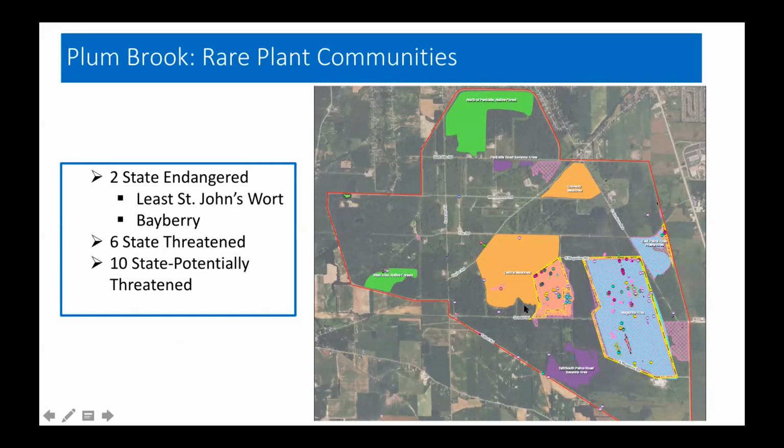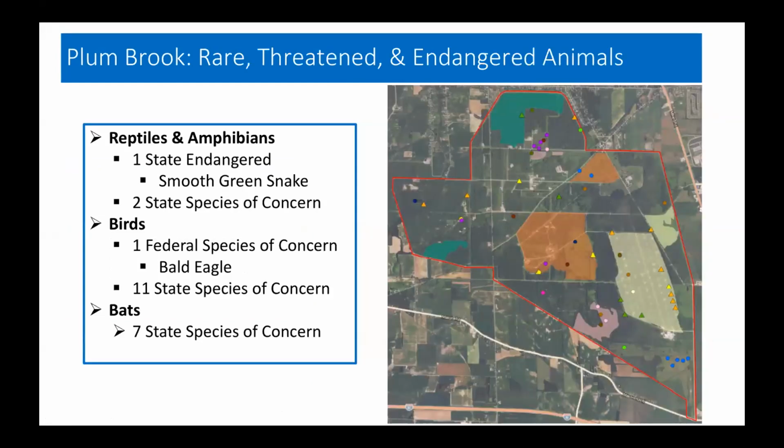So we have 2 state endangered species, which is really neat to be able to say that we have those here on site. One is the Lee St. John's wort, which I showed a picture of on the opening slide. And the second is the bayberry. We have 6 state threatened plants and 10 state potentially threatened. And so again, you can kind of see they're spread throughout most of the sites, but we do have some condensed patches that we take into consideration when we're trying to plan some of our activities. Next slide, please.